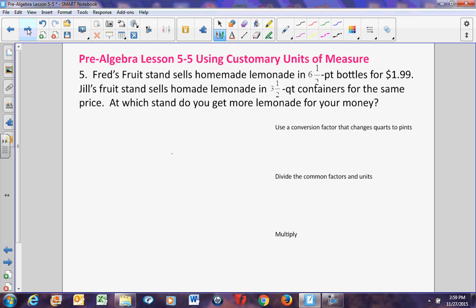Okay? So I'm going to use a conversion factor that changes quarts to pints. So I have 3.5 quarts, and I'm going to change that to pints. So first of all, 3.5 is 7 halves, so 7 quarts over 2. And there are 2 pints to every quart, so I'm going to multiply by 2 pints for every 1 quart. My quarts now cancel out. My 2's have now canceled out, so I end up with 7 pints. Okay? So 7 pints is 3.5 quarts. So at Jill's fruit stand, you get 7 pints for $1.99.